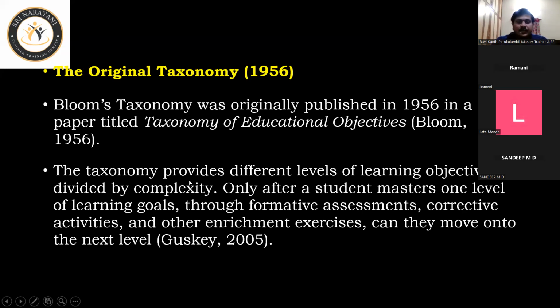And only after a student masters one level of learning goals through formative assessments, corrective activities, and other enrichment exercises can they move on to the next level. That is very much important. We have to see to it that the child is achieving each level of Bloom's taxonomy. You have to start with the remembering level, then the understanding level, and then the applying level. This way we have to give space for the child to explore the concepts and dive through the concepts and through these 6 levels of Bloom's taxonomy.